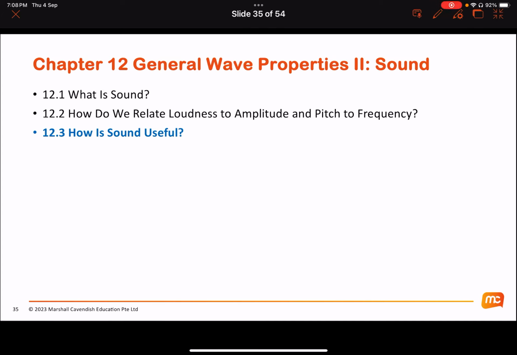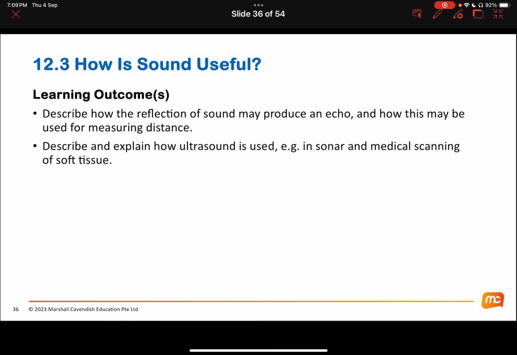Right, going to the last part of this wave chapter: how is sound useful? I'm just going to point out one important part. Other than that, the rest is just reading. You can read it on your own using the textbook, or search some online videos, that'll be fine. I will provide some links, but other than that, you can do your self study, right? It's just an application of that concept in real life.